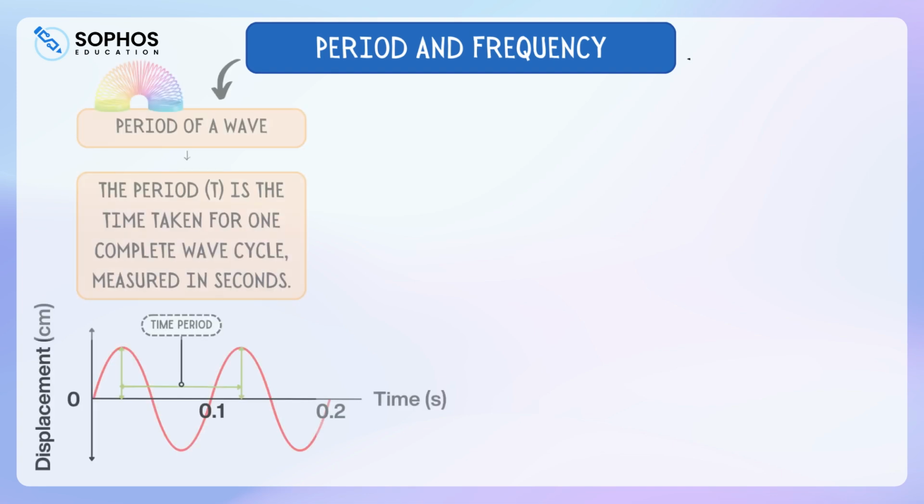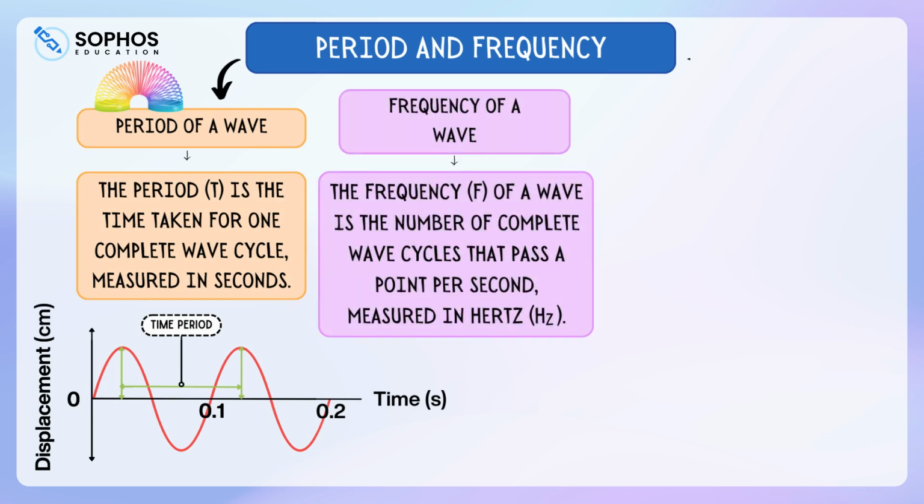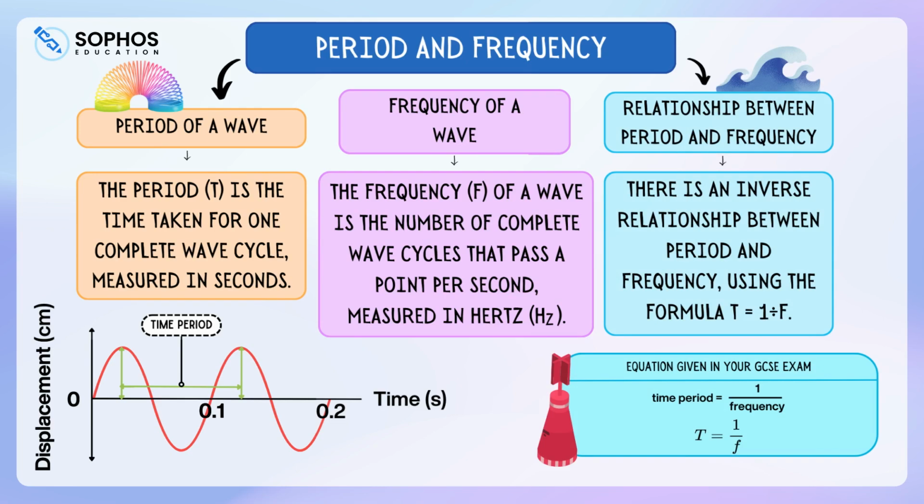In today's lesson, we explored the concepts of period and frequency as they relate to waves. We defined the period T as the time taken for one complete wave cycle, measured in seconds, and the frequency f was defined as the number of complete wave cycles that pass a point per second, measured in hertz. We then examined the inverse relationship between period and frequency, using the formulas time period equals 1 over frequency and frequency equals 1 over time period to calculate one from the other. Understanding the period and frequency of waves is vital in describing their behaviour.